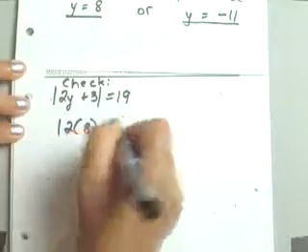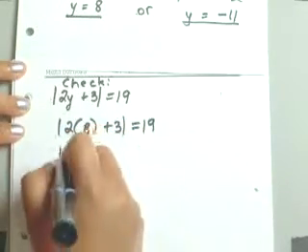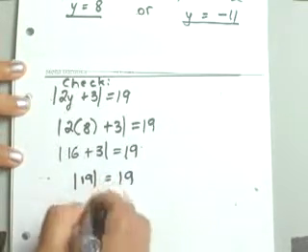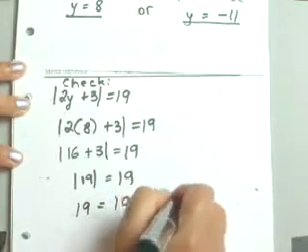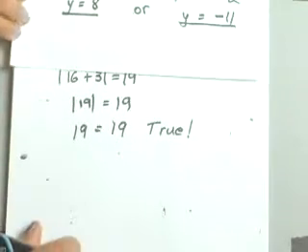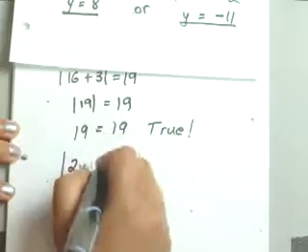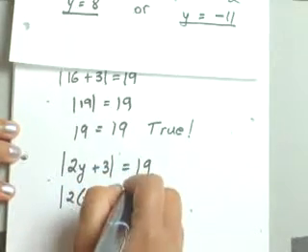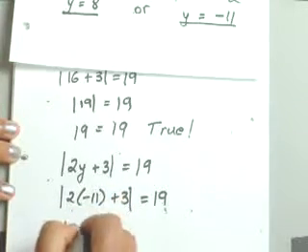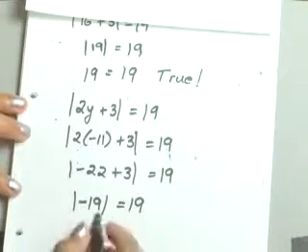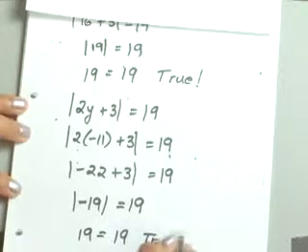So if y equals 8, that will give you 16 plus 3. And of course, that is 19. Now we know absolute value of 19 will be 19, and you can see you end up with a true statement. So we know y equals 8 is a good solution. Let's look at y equals negative 11. Again, do the same thing, 2y plus 3. We will substitute our y this time with negative 11, and that will give us negative 22 plus 3, which will of course give you negative 19, and absolute value of negative 19 is positive 19, and again you can see we end up with a true statement.